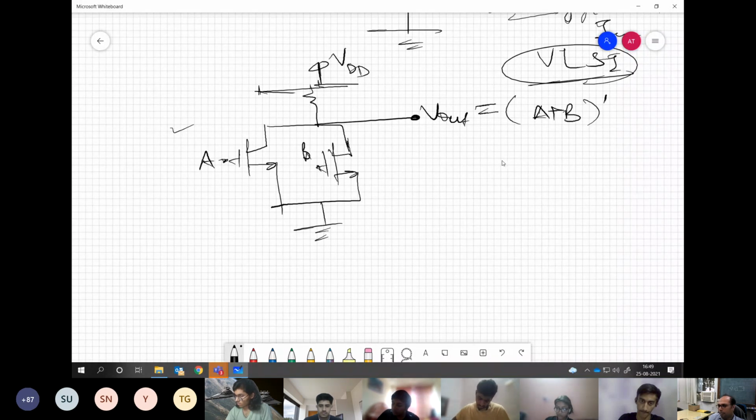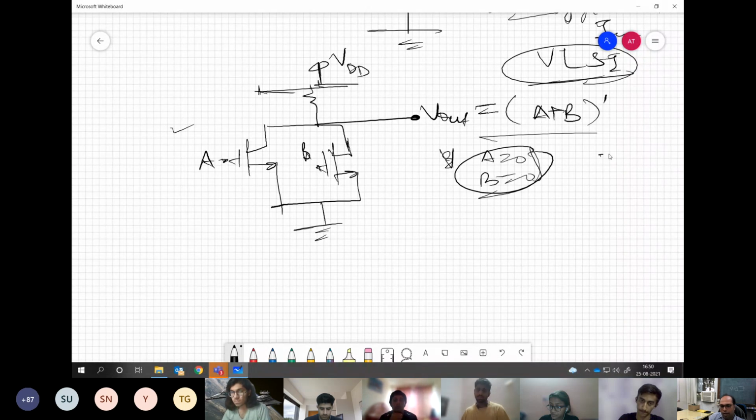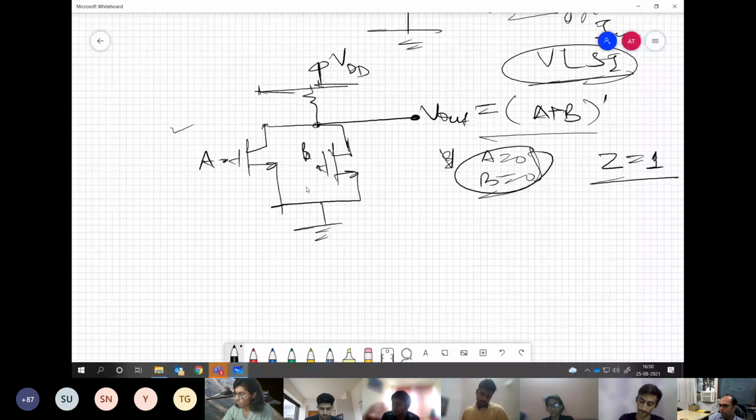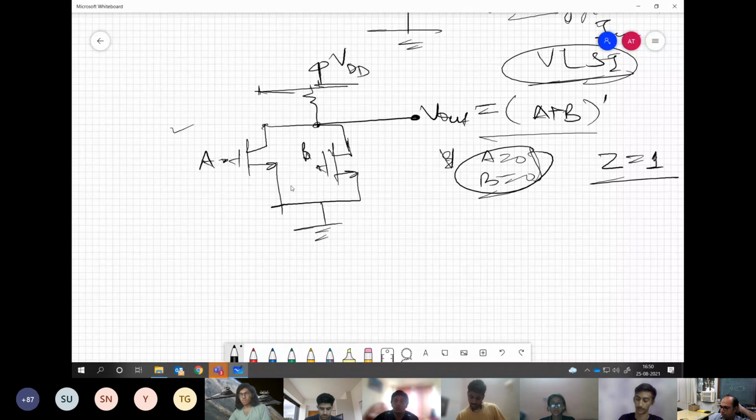What it says basically is that only when both the inputs are 0, A is 0 and B is also 0, then only Z is going to be 1. Even if one is conducting, the voltage over here would be low. Isn't it? Say something, yes or no? Yes, sir. That's fine, right?